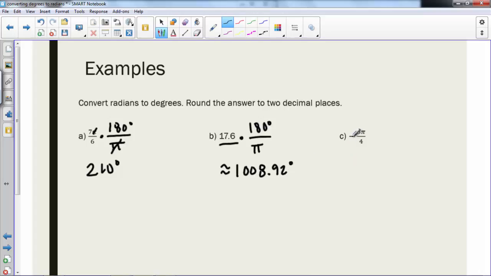For this last one, make sure to note that I have a negative radian angle here. Whenever I use my conversion, 180 degrees over pi, my pi's are going to cancel, and I'm going to be left with negative 135 degrees. Again, on this one, if you've already learned the unit circle, you can probably just look at your unit circle and obtain 135 degrees.